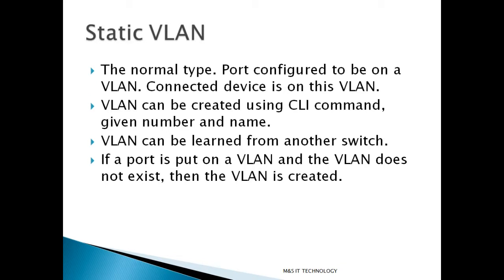Static VLAN. The normal type. A port is configured to be on a VLAN, and devices connected are on this VLAN. A VLAN can be created using a CLI command, given a number and name. A VLAN can be learned from another switch. If a port is put on a VLAN and the VLAN does not exist, then the VLAN is created.